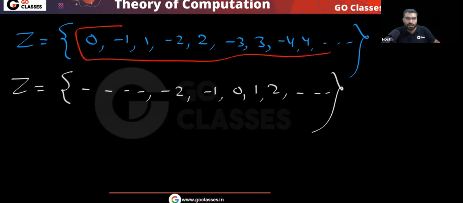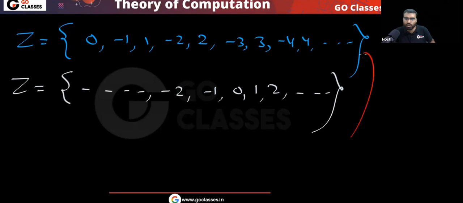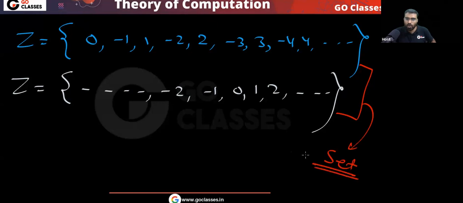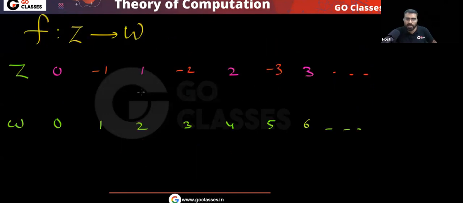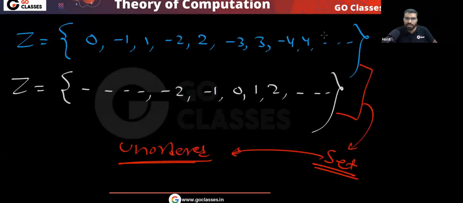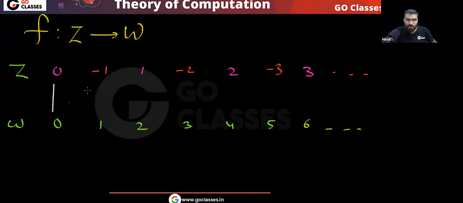Is this the set of integers? 0, -1, 1, -2, 2, -3, 3. Anyway, this is a set, and order does not matter. These are unordered, so you can write them in any order, whatever you want. This is the set of integers. So it is very simple. This is the type of mapping I'm creating.